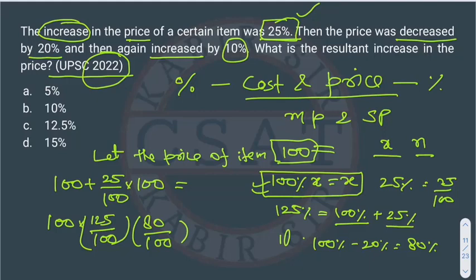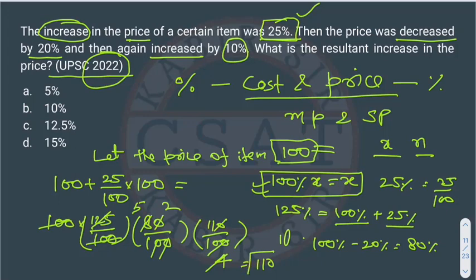Okay, and then the price got increased by 10%. So as we discussed here, we will write 110, right? So this will be the final price. Now we will solve it and we will see what is the final price of the product. So the final price of the product is 110. And what was the initial price? Initial price was 100. We assumed 100, right?